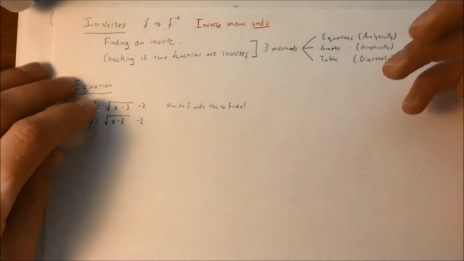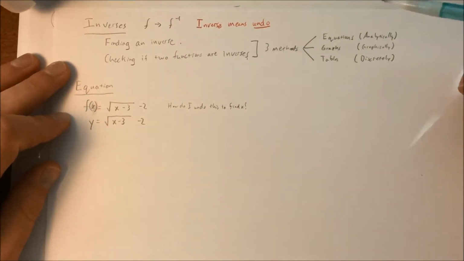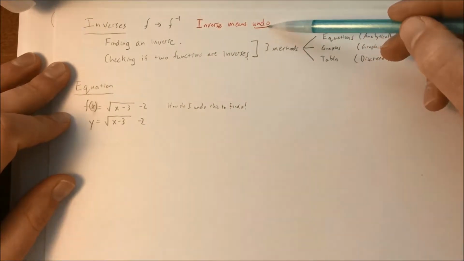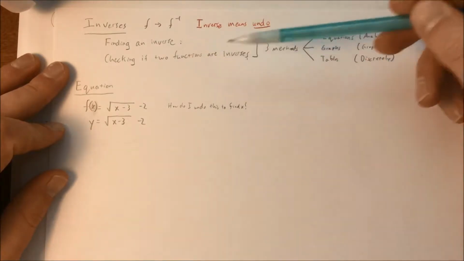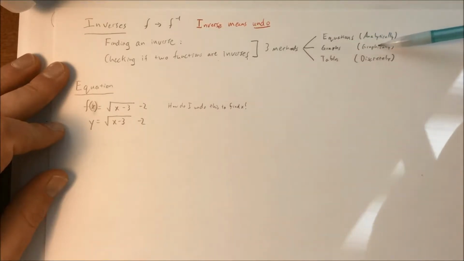All right. Next section, section 6.2, we're going to be talking about inverse functions. Inverse is just a fancy way of saying undo. Inverses mean undo. So we're going to be finding an inverse and checking to see if two functions are inverses. We're going to be using three methods. First, equations. Second, graphs. Third, tables.